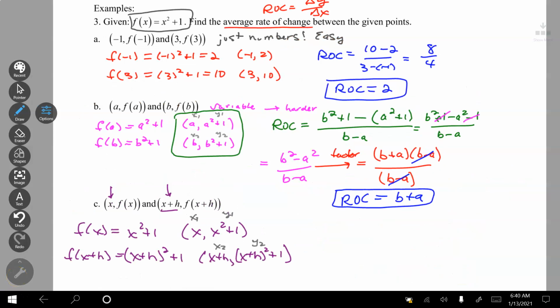Okay, I started this last one, and you can see that my input here is x, and I plug it in there, I get x squared plus 1. My input here is x plus h, I plug it in, I get parentheses x plus h squared plus 1, and I'm going to still do the same thing, y2 minus y1 over x2 minus x1.